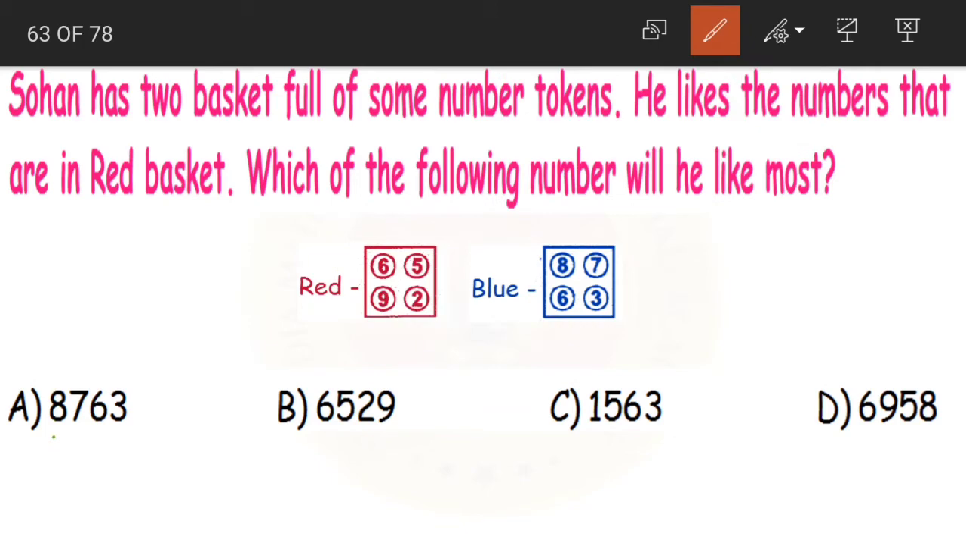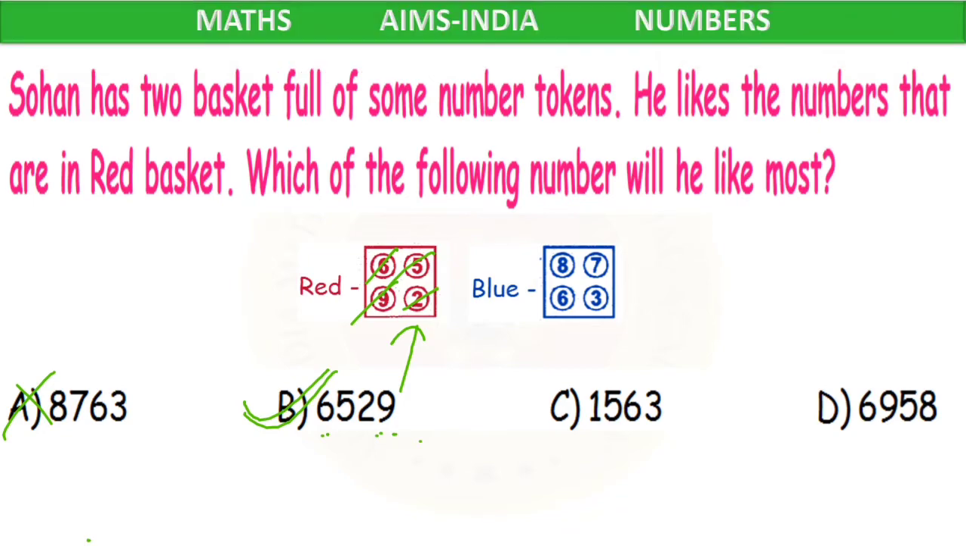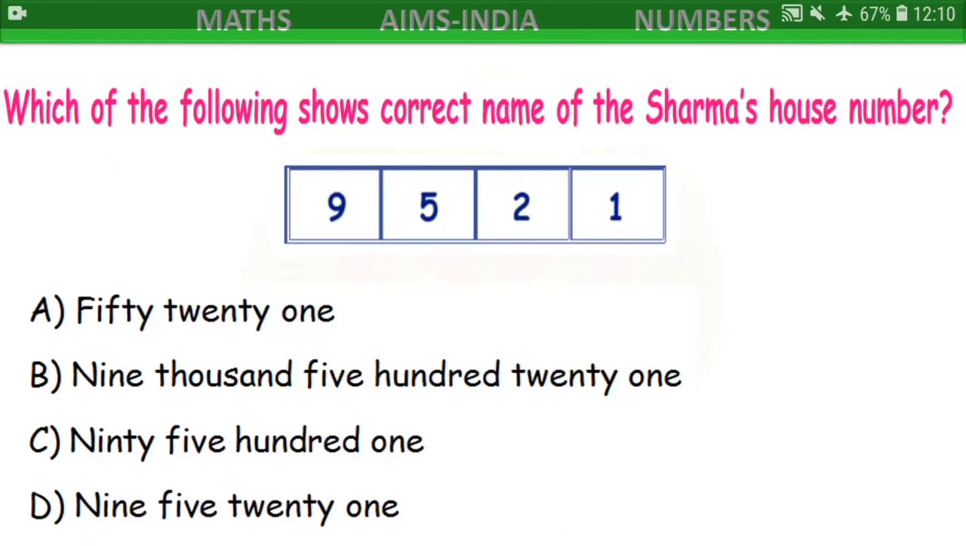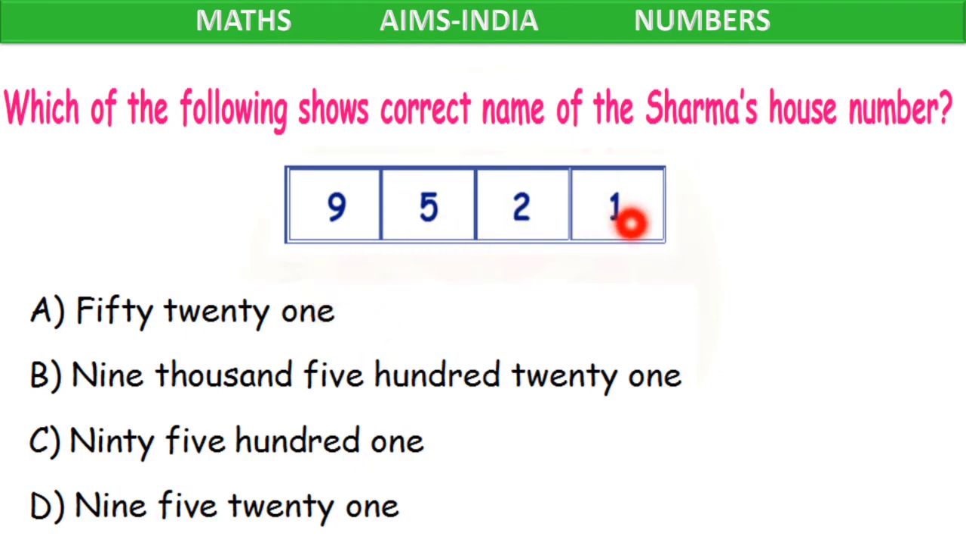Now let us look at the options. Option A, 8, 7, 6, 3. 8 is not there, 7 is also not there, 3 is also not there in the red box. So option A cannot be his favorite. Now option B, 6, 5, 2, 9. Yes, all the numbers are from the red box only. So Sohan will like this option B the most. 6529. He will like it the most. Clear, children?